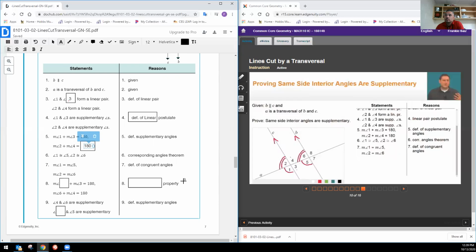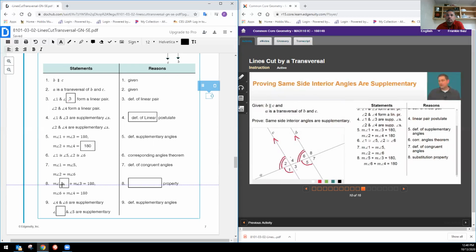All right, so if their measures are equal, I can go back and look at step 5 and see, hey, wait a minute. I bet I could substitute out my outside angles and bring in my interior angles. So let's use the substitution property and replace the measure of angle 1 with the measure of angle 5, and we'll replace the measure of angle 2 with the measure of angle 6. So now I have the measure of angle 5 plus the measure of angle 3 is equal to 180 degrees, and the measure of angle 6 plus the measure of angle 4 is equal to 180 degrees.